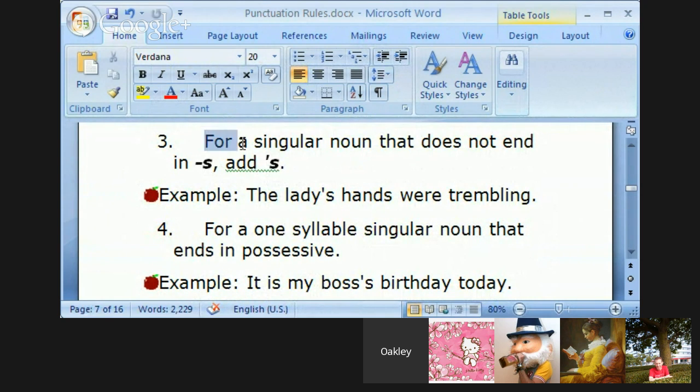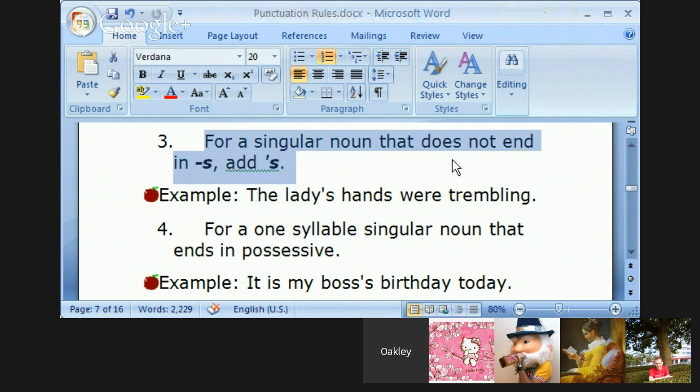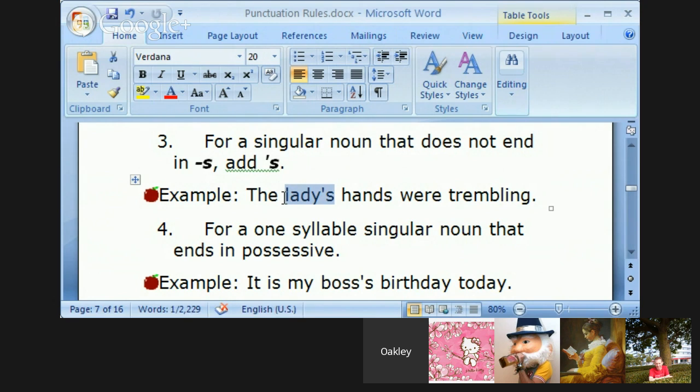All right. A singular noun that does not end in S, you can add apostrophe S. The lady's hands were trembling. This is a possessive, actually, right? This is exactly Homer's hands were trembling. Same thing.